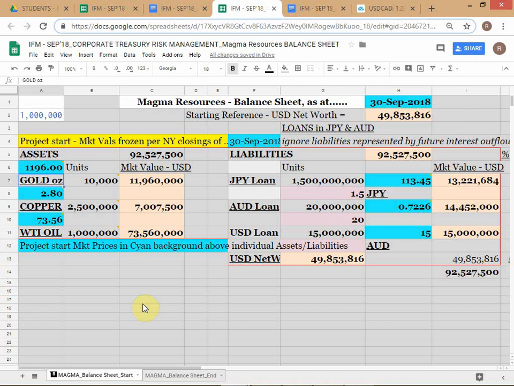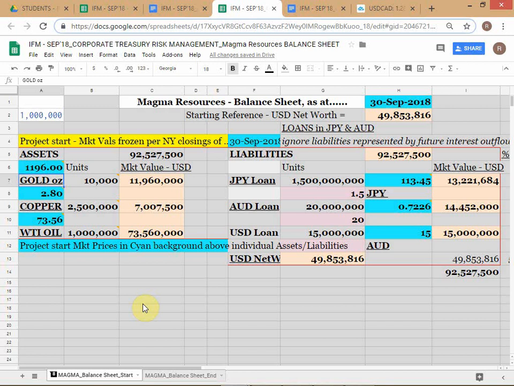Is there any change in the net worth? Yes, sir. There's a change in the net worth. The net worth has gone from 53 to 49. Is this clear to everybody, how the system works? That means we have seen both sides.